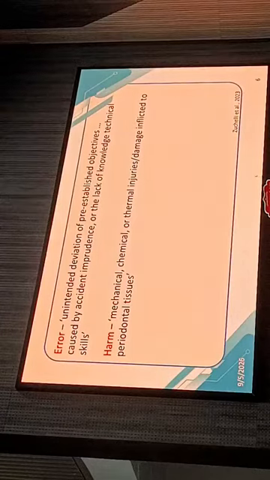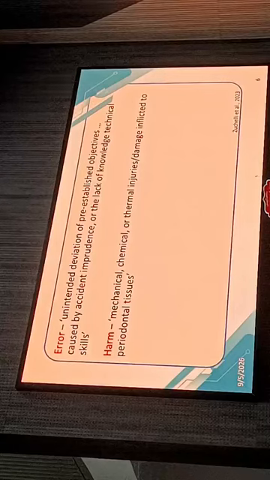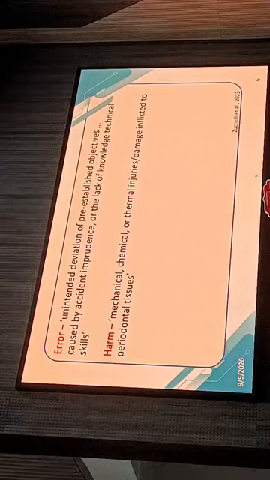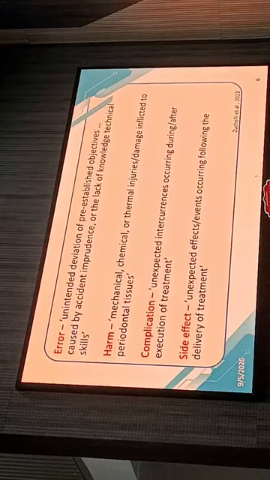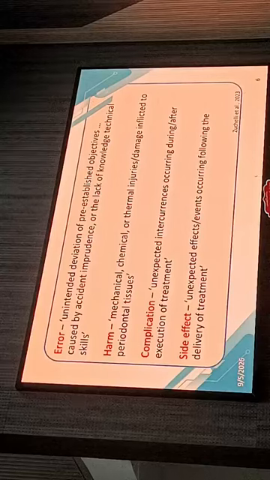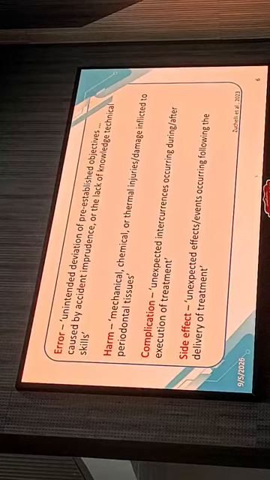So they talk about errors and harm, which they attribute more to operator problems. Then they talk about complications and side effects, which may not be completely because of the operator. I think it's quite academic to talk about specifically what is an error and what is a harm. I think of it as what is anticipated and what might not be anticipated.